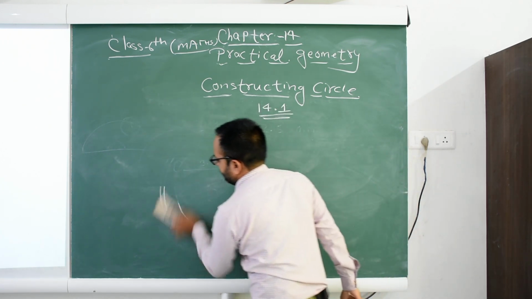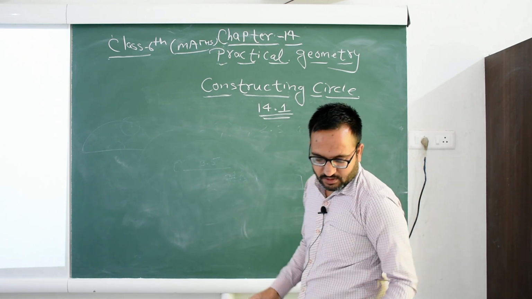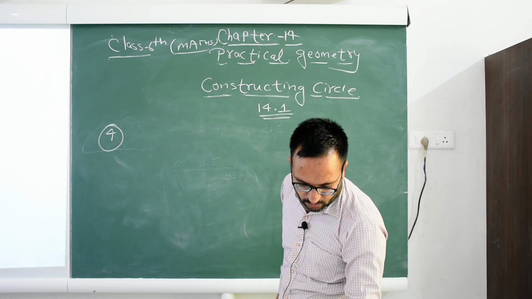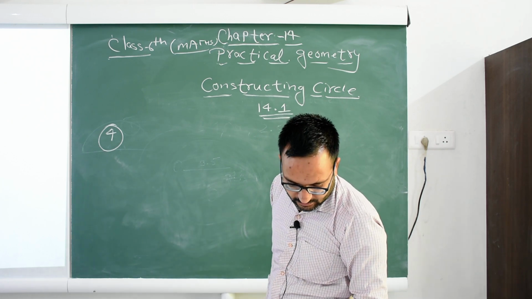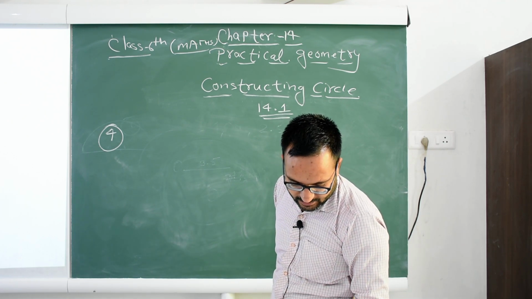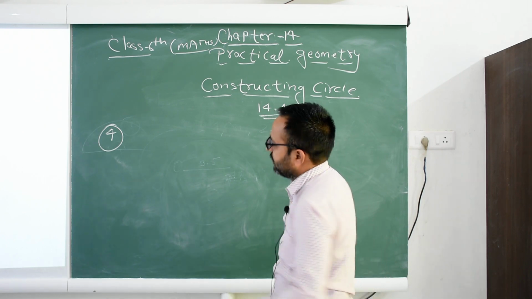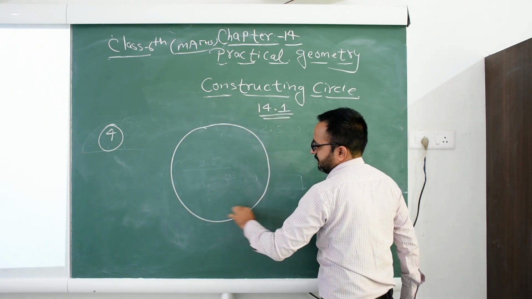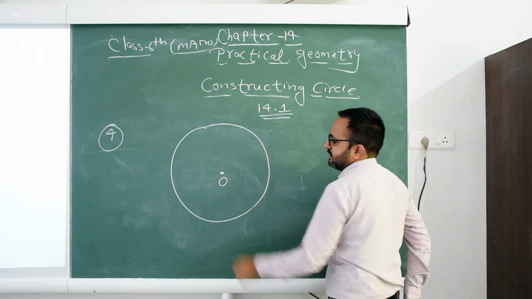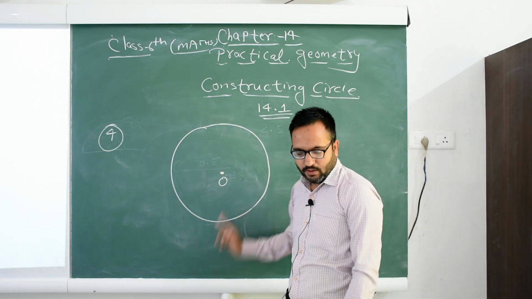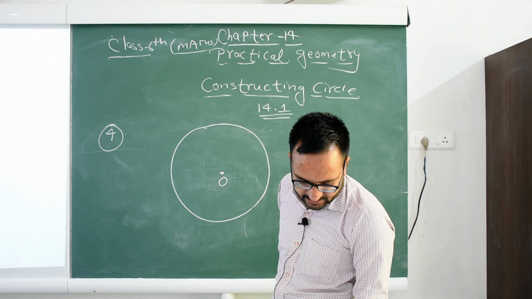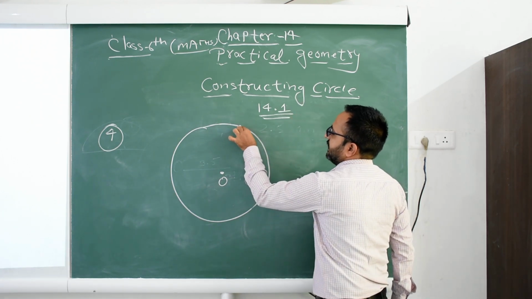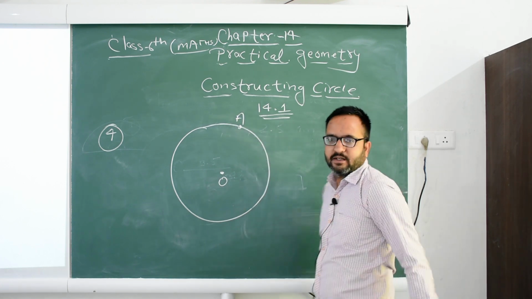Question number 4 is: draw any circle and mark points A, B and C such that... First of all, we draw any circle with center O, and mark point A on the circle. So A is on the circle.